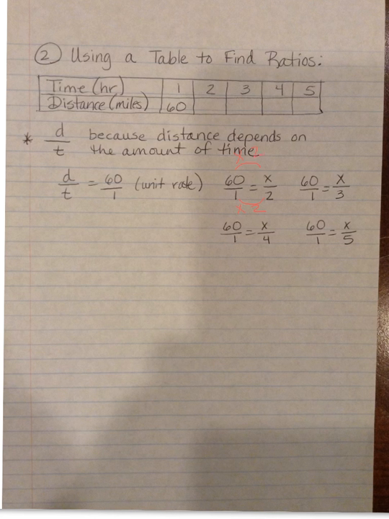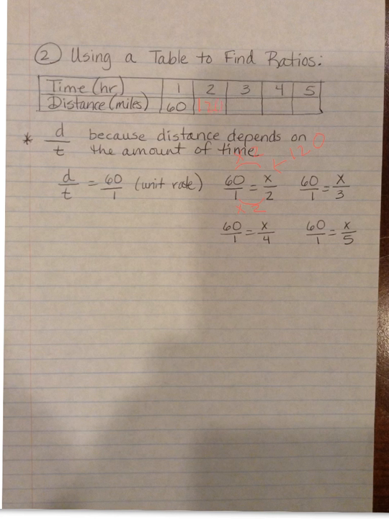It's kind of hard to see that, but I'm multiplying by 2. So 60 times 2 is 120. So the first one, x is going to equal 120. I'm going to put that underneath the 2 in my table.